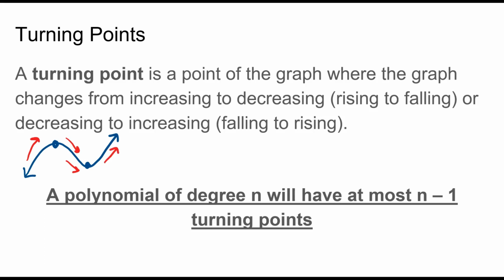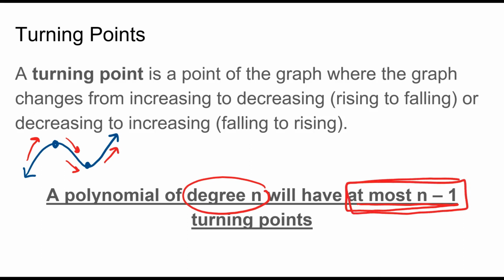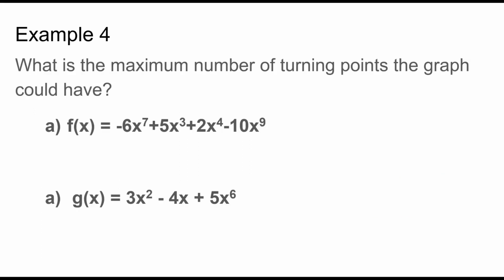increasing. A polynomial of degree n will have at most n minus 1 turning points. It doesn't have to have n minus 1 turning points, but that's the most amount. What is the maximum number of turning points the graph could have? To determine turning points, we need the degree. And then if the degree is n, we've got n minus 1 turning points.